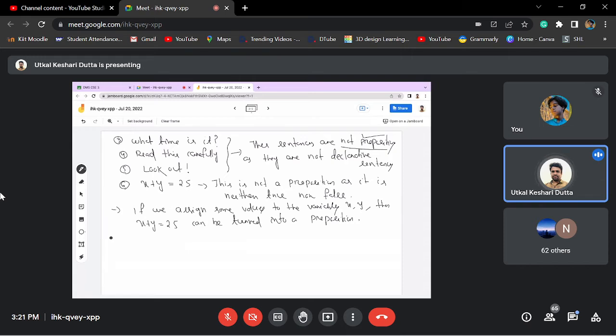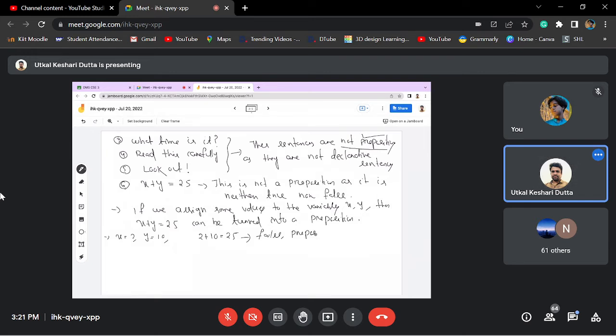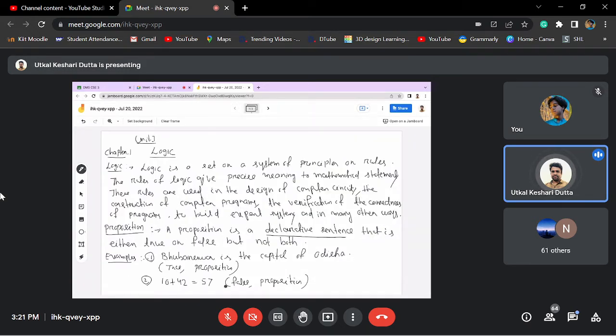See, let x equal to 2, y equal to 10. So what will this be? 2 plus 10 equal to 25. Is it a proposition or not? It is a false proposition, because 2 plus 10 is equal to 12, so not equal to 25. So it is false, and false means it is a proposition. In the same way, we have already seen the same example: 10 plus 42 equal to 57. That fact is false, so it is a proposition. Got it?